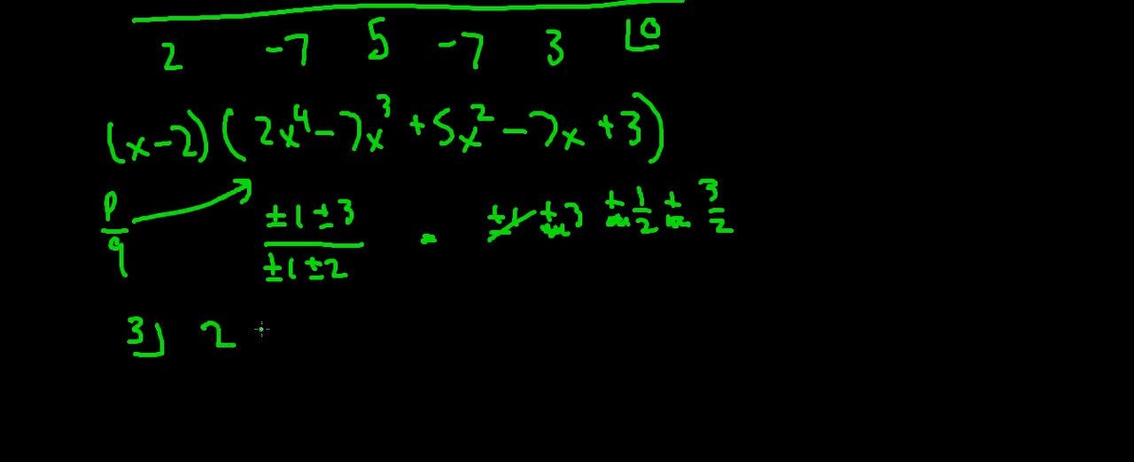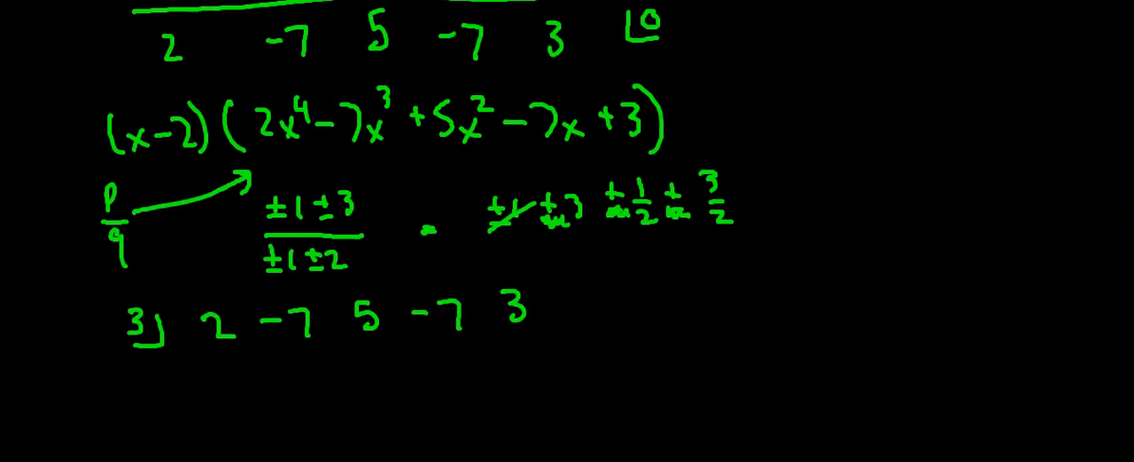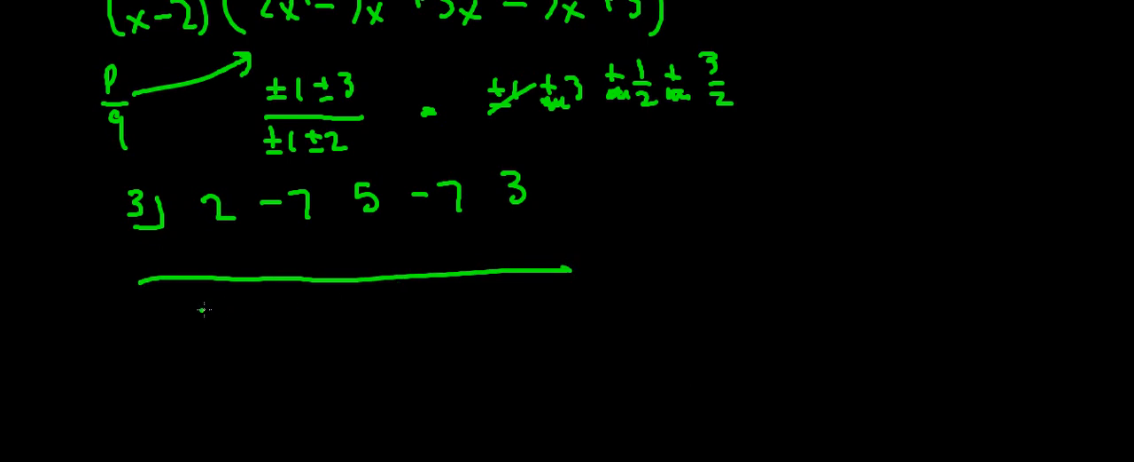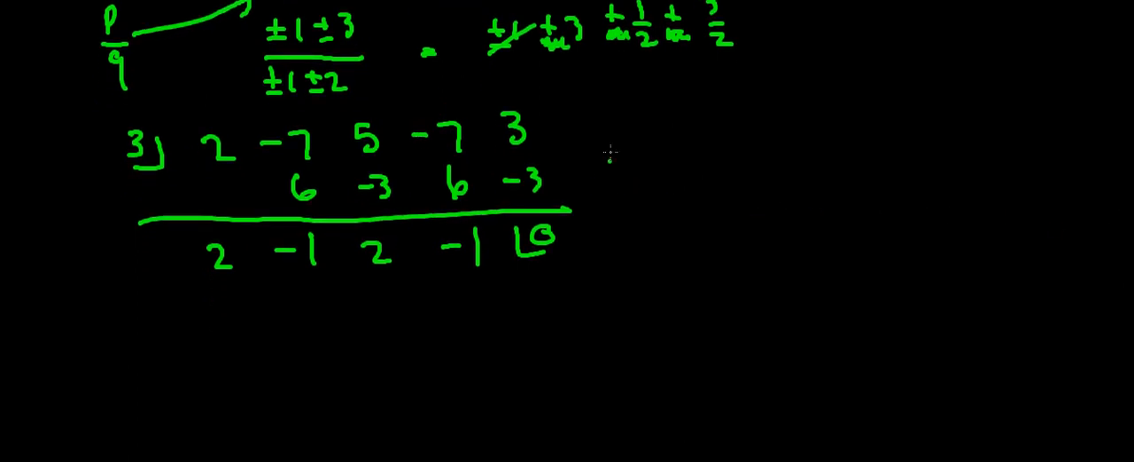So we have 2, minus 7, 5, minus 7, and 3. Now 2, 3 times 2 is 6. This is minus 1. Minus 1. 3 times minus 1 is minus 3. This gives us positive 2, which gives us positive 6, which gives us minus 1, and this gives us minus 3. And 3 is also a 0. So 3 is a 0. So now what we have left is we've factored out that 2. Now we factored out a 3.